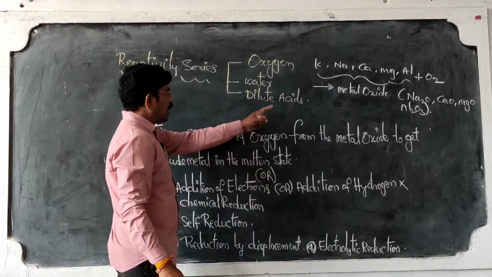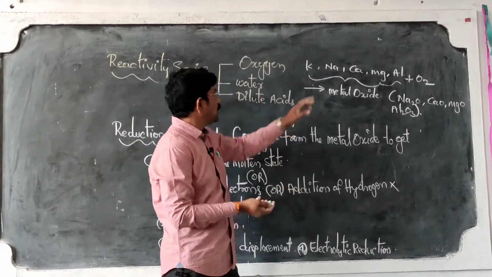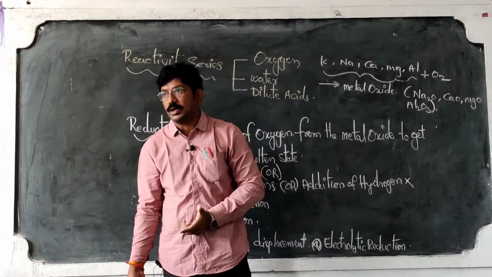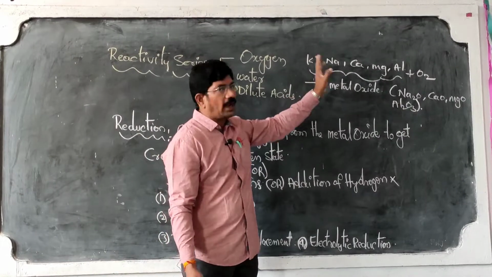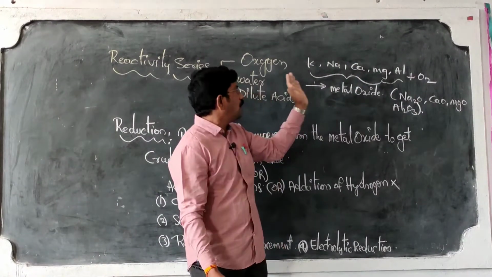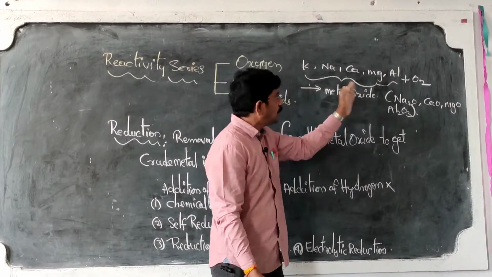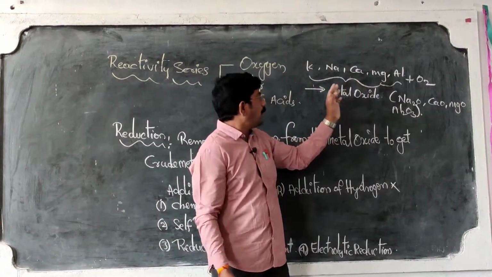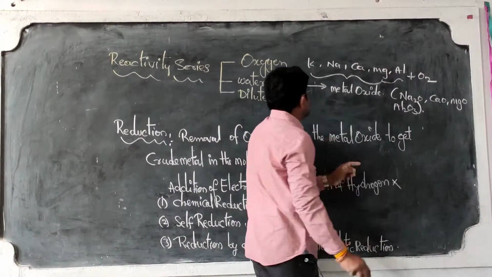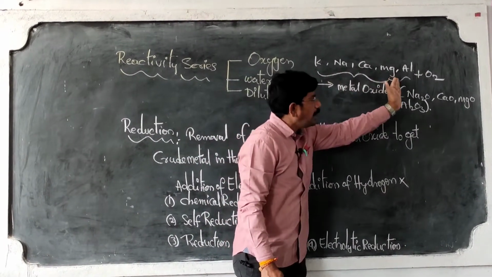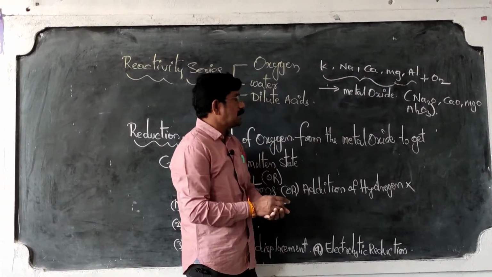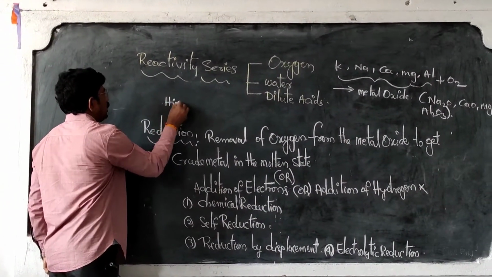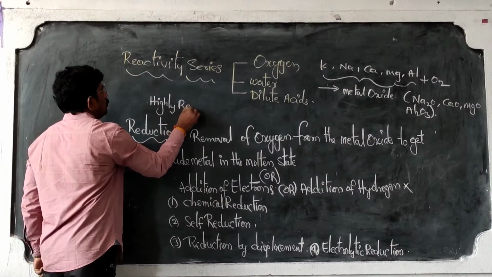So for example, you take the case of potassium. Potassium readily, vigorously reacts with oxygen. Are you clear? Highly reactive. And sodium is also highly reactive. Calcium is also highly reactive. As you move from left to right, the reactivity goes on decreasing. These are all highly reactive, no doubt in it. But when compared among these 5 metals, the reactivity goes on decreasing. So these 5 metals are placed in highly reactive metals.